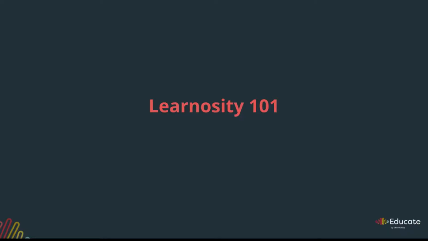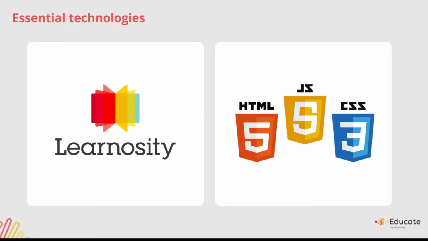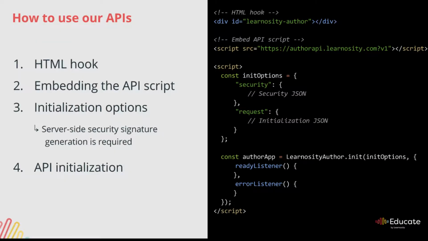So we went through the 101. I think most of you were here for that, so we'll probably race through this quite quickly. As we saw before, nothing fancy, nothing new. Technology you use every day. JavaScript, CSS, and just HTML. Similar as we saw before, we have the HTML hook. That's just where the API is going to be rendered on your page. We have the script to embed the API. We set up our request initialization options with the security signature, and then we call init at the bottom.